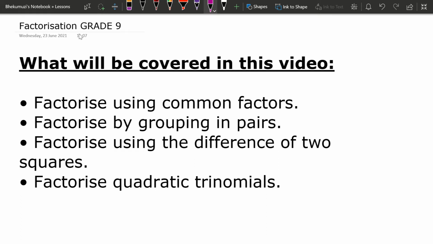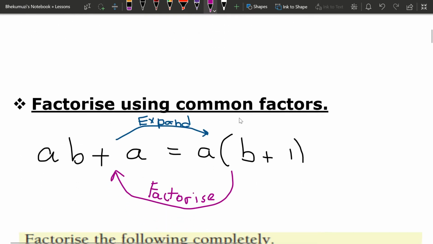We will be covering factorization, but the four types of factorization that we will mainly cover are: factorizing using common factors, factorizing by grouping in pairs, factorizing using the difference of two squares, and factorizing quadratic trinomials, right? So let's get started with factorizing using common factors.